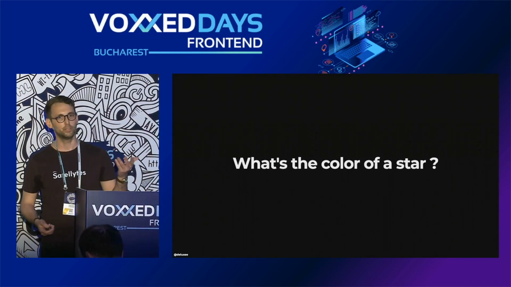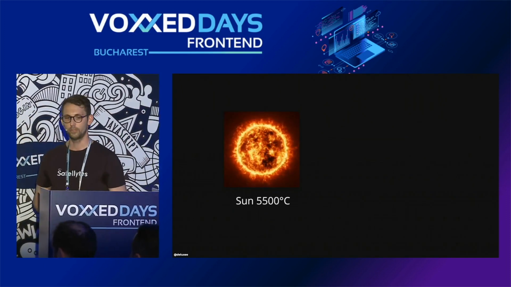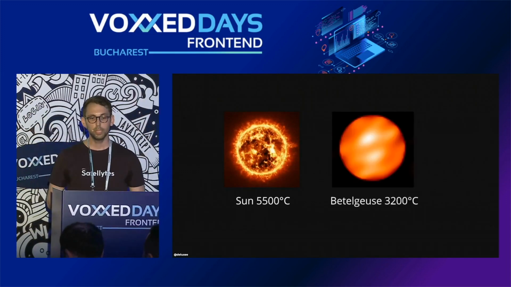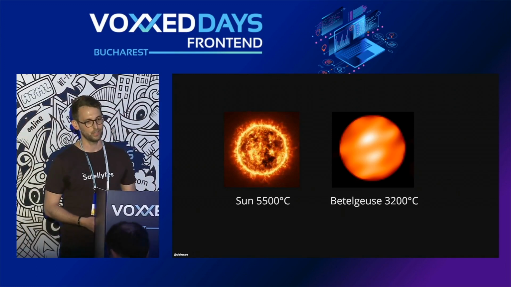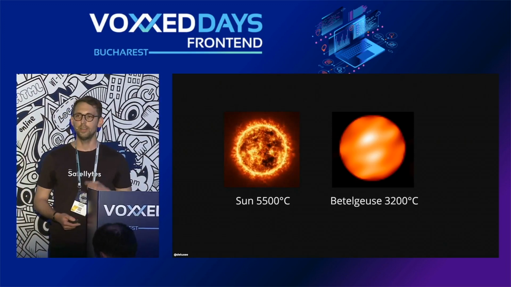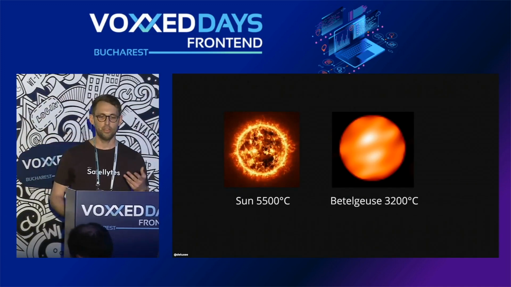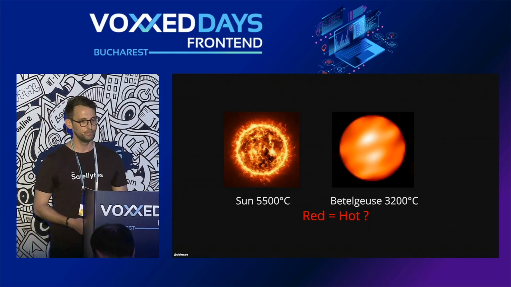What's the color of a star? The sun has a surface temperature of around 5,500 degrees Celsius. Betelgeuse is much colder, with a temperature of 3,200 degrees Celsius. Both stars are still very hot, and they look reddish.